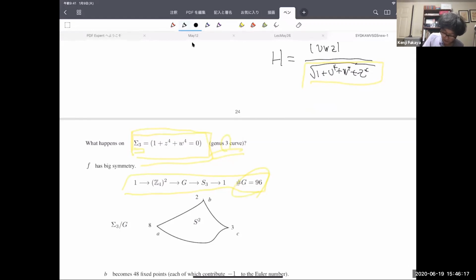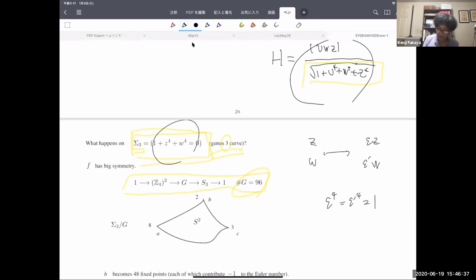For Z and W, this goes to epsilon Z and epsilon prime W. I'm sorry, epsilon prime W, and epsilon to the fourth and epsilon prime to the fourth is 1. And obviously this function and these functions are all symmetric with this. So this is the symmetry of our Hamiltonian, of our symplectic diffeomorphism, and also of all these curves. And this is this part.